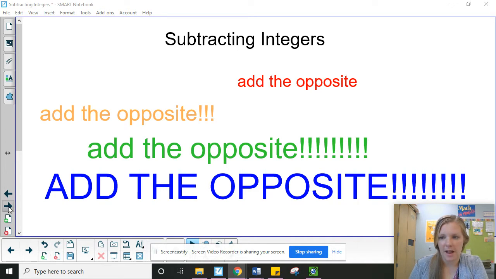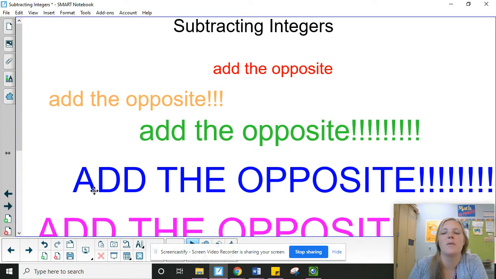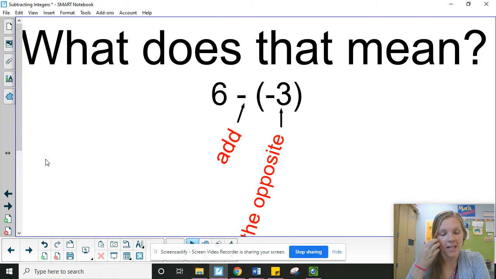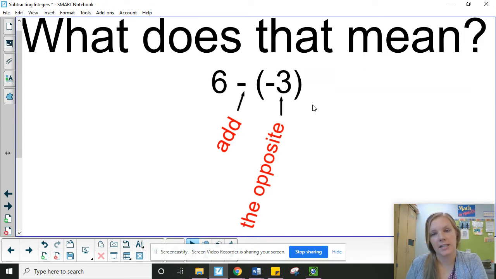You have to remember, add the opposite. Okay, so what does that mean? If we have this math problem, this is a subtraction problem. It's with integers because some are positive and some are negative. You're going to change this to an addition sign, make it a plus sign, and then take the opposite of this second number.